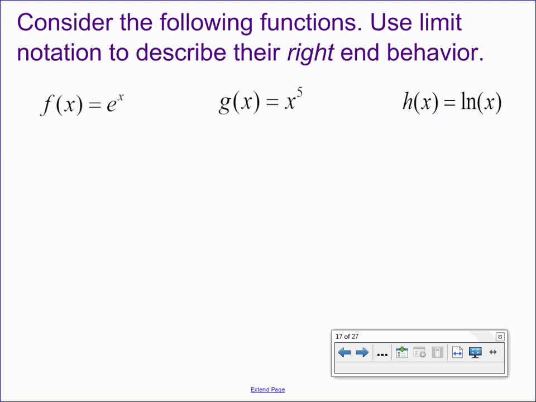And so you can think about this graphically, right? What does f of x equal e to the x, how does that behave as you look to the right-end behavior? That is, as x approaches infinity. Contrast that with the right-end behavior of g of x, that is, in this case, x to the fifth, as x approaches infinity. And finally, the limit as x approaches infinity of ln of x.